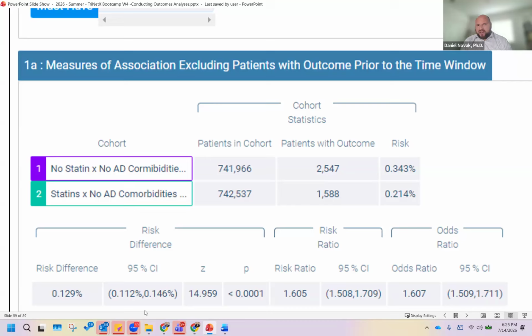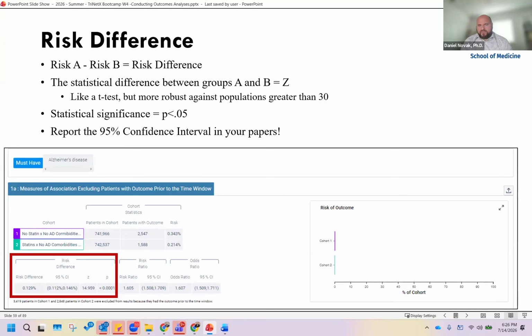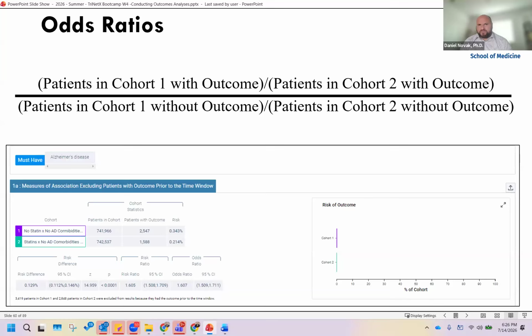In this case, we're 95% sure that our true risk difference is between 11 and 14, centering somewhere on 13. So please report that 95% confidence interval in your papers, because it's one of the only ways that people can know how robust your findings are based on these reports.